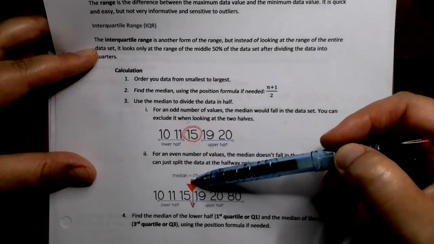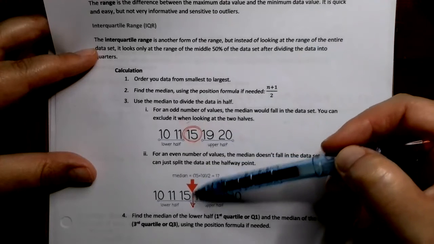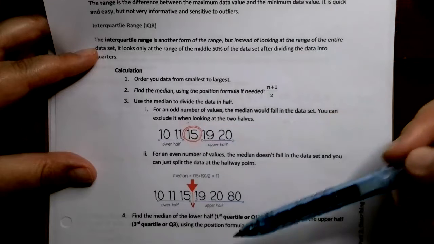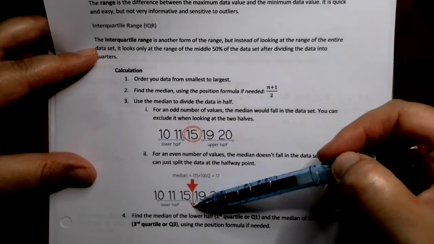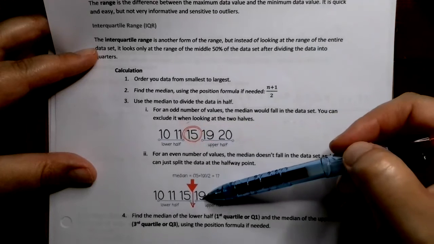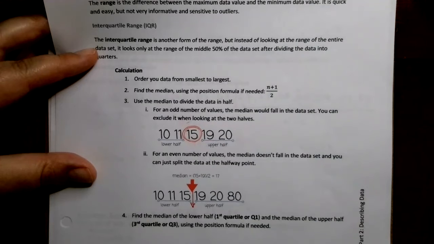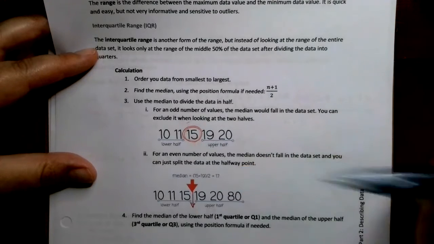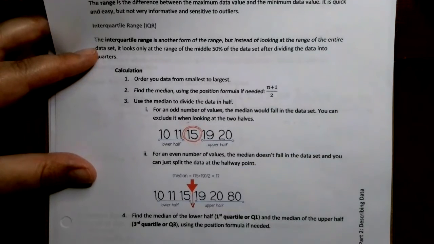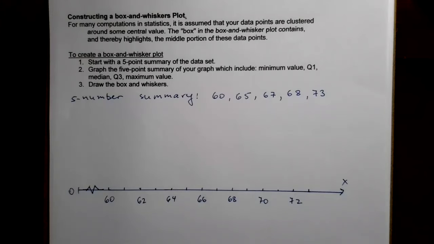Whereas in the case when your median is not a value from your data set, it kind of divides, but both 15 and 19 stay: 15 stays in the lower half and 19 stays in the upper half. So that's one thing that I wanted to add right now. And let's go and do our box plot.